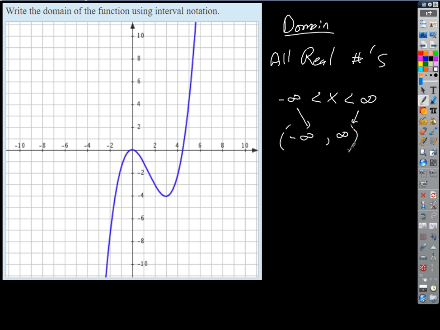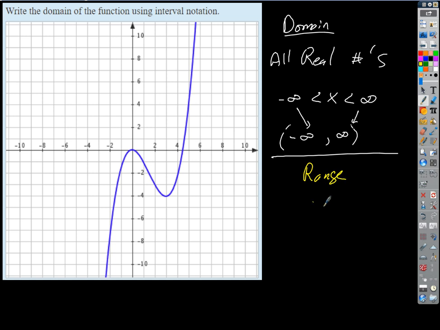Those guys, right? Because we can't include the endpoints because there are no endpoints. Does that make sense? If you put square brackets, that would mean we're including those endpoints, but you can never get to infinity. It's not a number, right? So they have to be rounded. Okay, while we're at it on this one, let's just write down what the range would be.